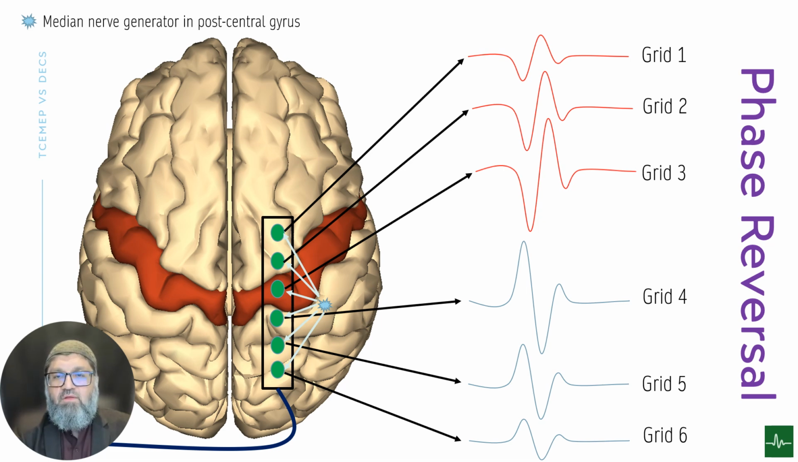Contacts 3, 2, and 1 are all recording sensory responses over the motor area. So these are not motor responses. When we communicate with the surgeon, we should never say that these are sensory motor responses. These are sensory responses recorded over the motor area.